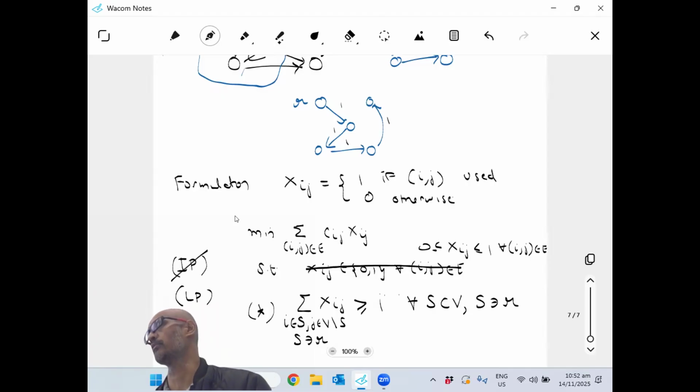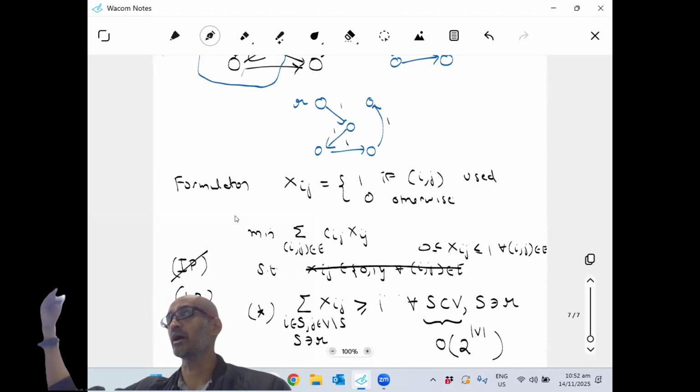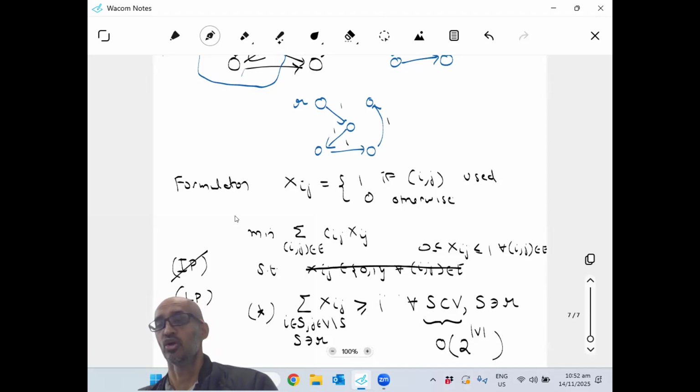There is a second source of a problem. What is the problem? The problem is I am checking for every subset of nodes in the graph. So if I give you 100 nodes, this is roughly 2 to the power 100. This is roughly of the order of 2 to the number of nodes in the graph. So if my graph grows by 10, this grows exponentially. Basically, as V increases, my number of constraints grows exponentially. So solving this LP for a large number of V is a non-trivial task. Just inputting the LP is exponential size.